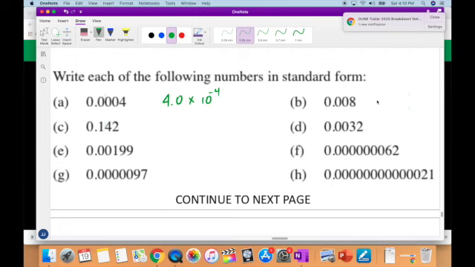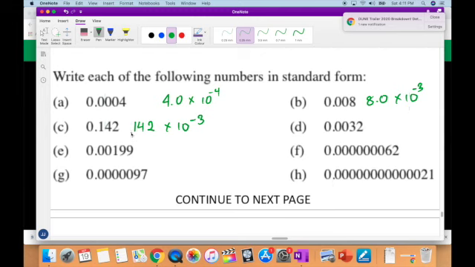So therefore, call out the answer for me quick. 8 times 10 to the power of negative 3. Negative 3. Caitlin? 142 by 10 to the power of negative 3. Alright, 142 by 10 to the power of negative 3. Scotia, what do you think about this? Alright, so this is 1.43.